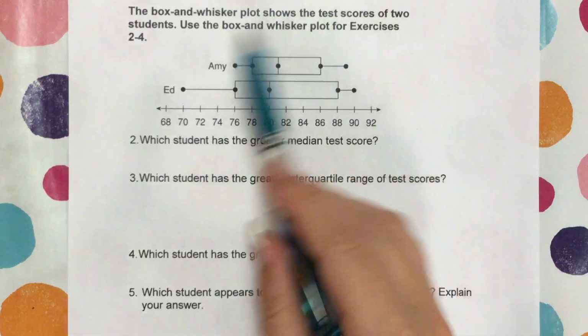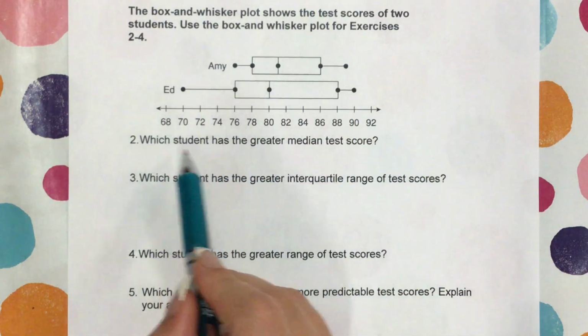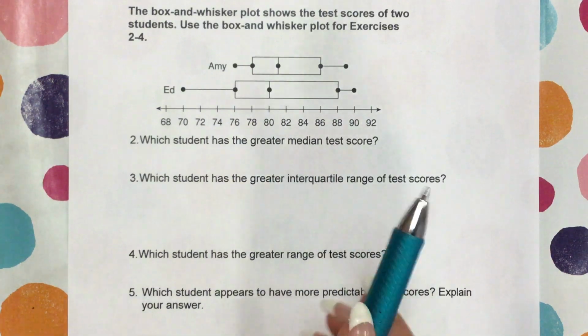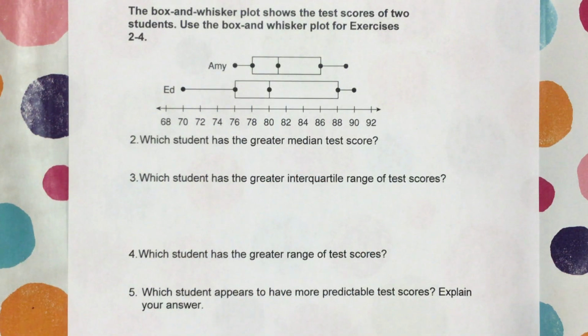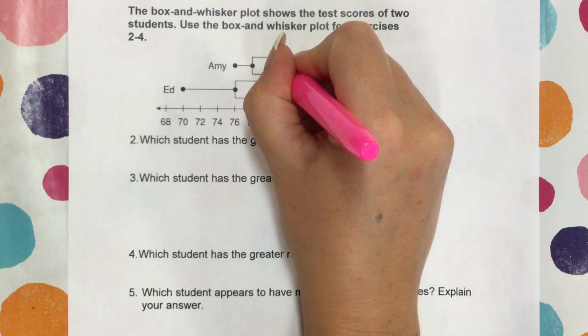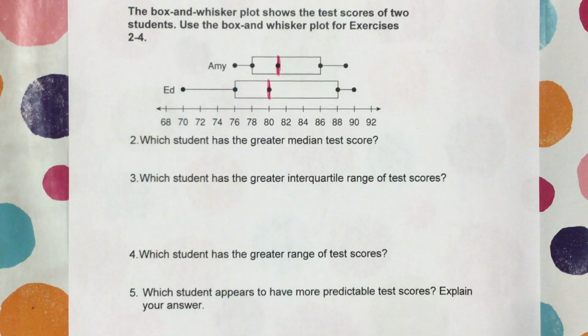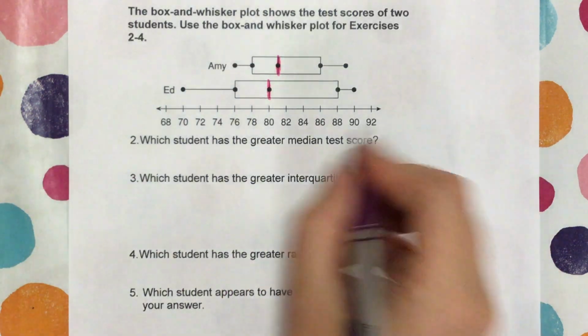So with all that said, let's go ahead and answer these questions. It states which student has the greater median score. So we know that we're dealing with the median. The median is this middle line right here. And when we look at it, it is obvious that Amy has the greatest median score.